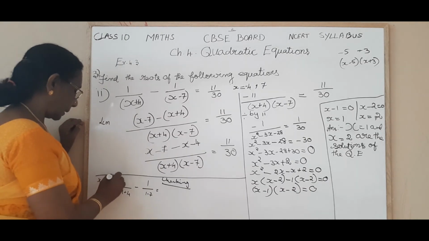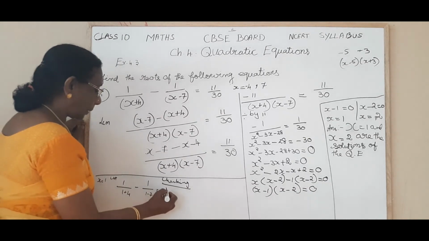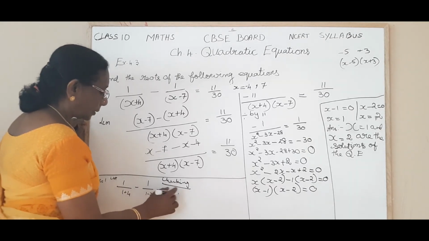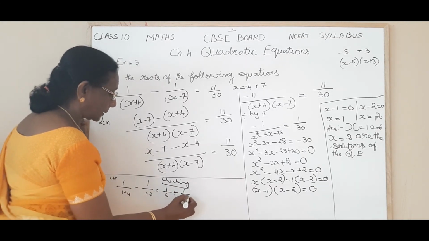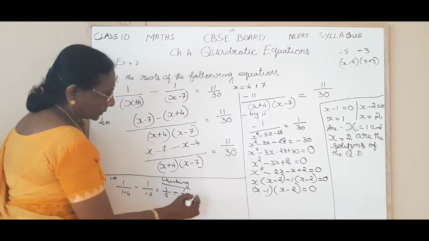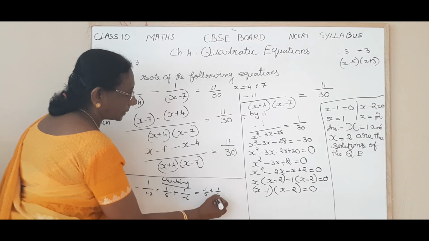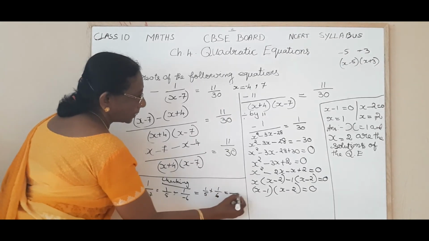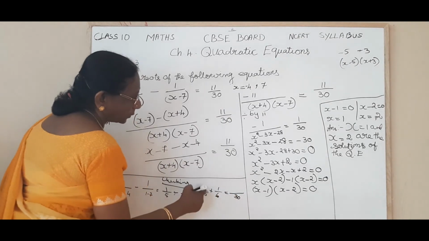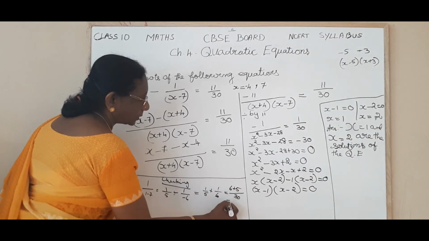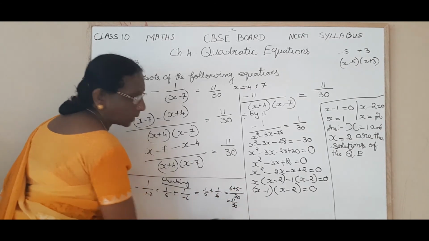This is the left hand side. Let us check what you get. 1 by 1 plus 4 is 5 and minus of 1 by minus 6. So minus into minus will become plus, 1 by 5 plus 1 by 6. LCM is 30. 6 ones are 6, 5 ones are 5. 6 plus 5, that is equal to 11 by 30. Are you getting the answer?